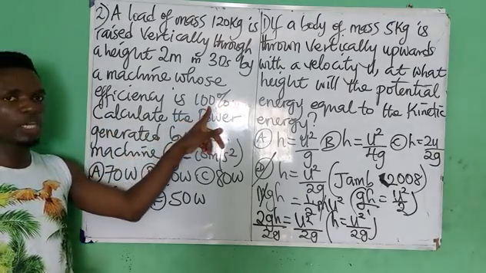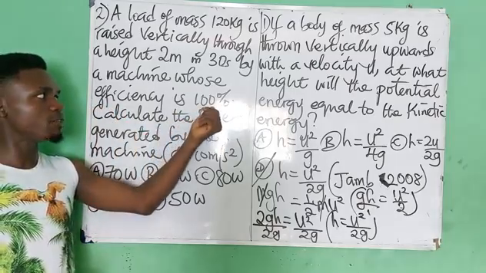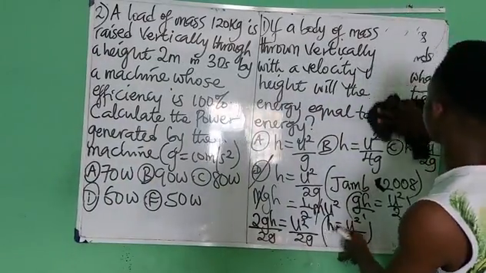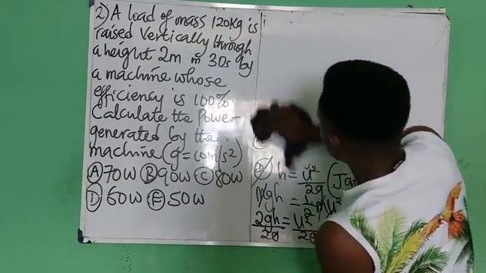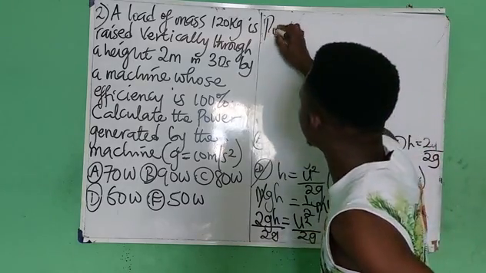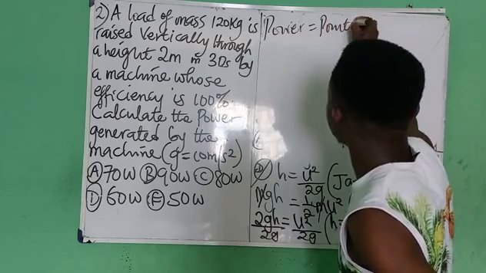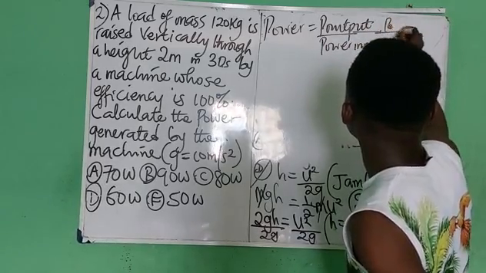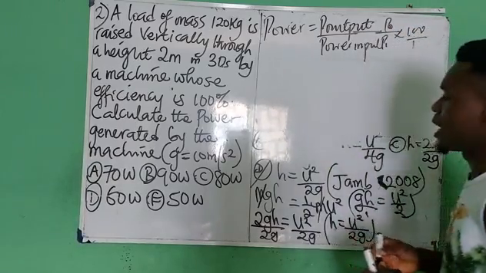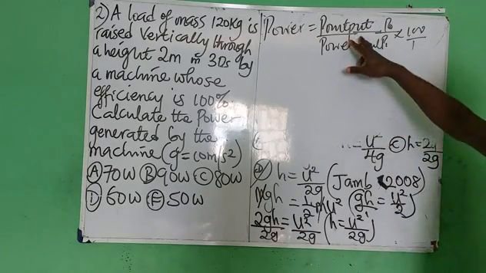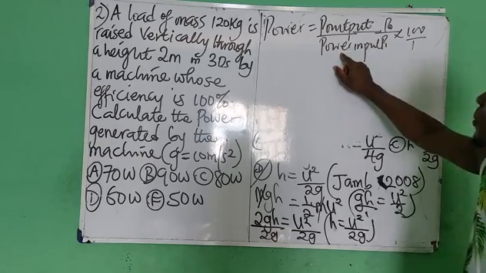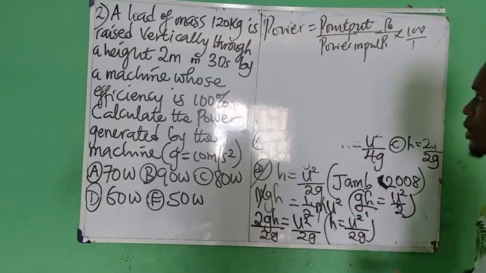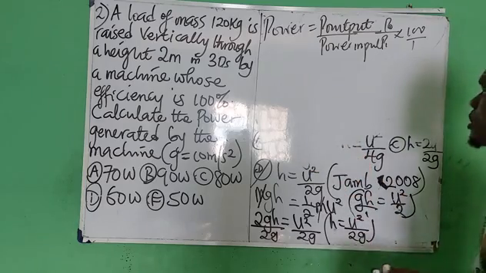Once you see this value in work, energy, and power, it tells you it is the efficiency of power. In our previous class, I did tell you that efficiency is power output over power input times 100 over 1. And I said that in most cases we tend to be given the power input, but we are not given the power output. In this case they are asking us what is the power generated.